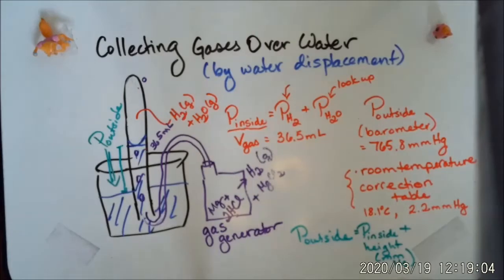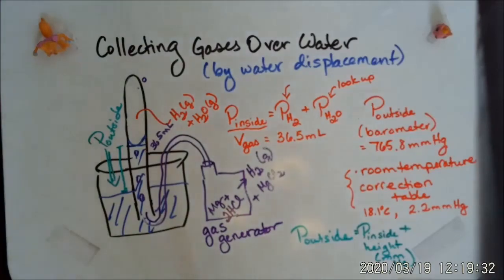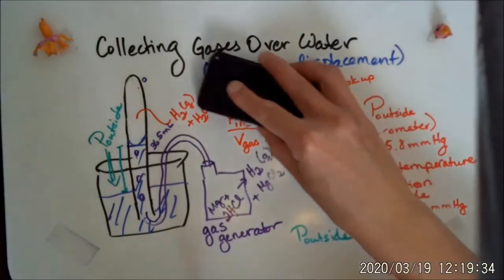Okay, so we have a volume of 36.5 milliliters. Pressure outside 765.8 millimeters mercury. Correction was 18.1 degrees Celsius, 2.2 millimeters mercury. Okay, so let's find out and get everything together.